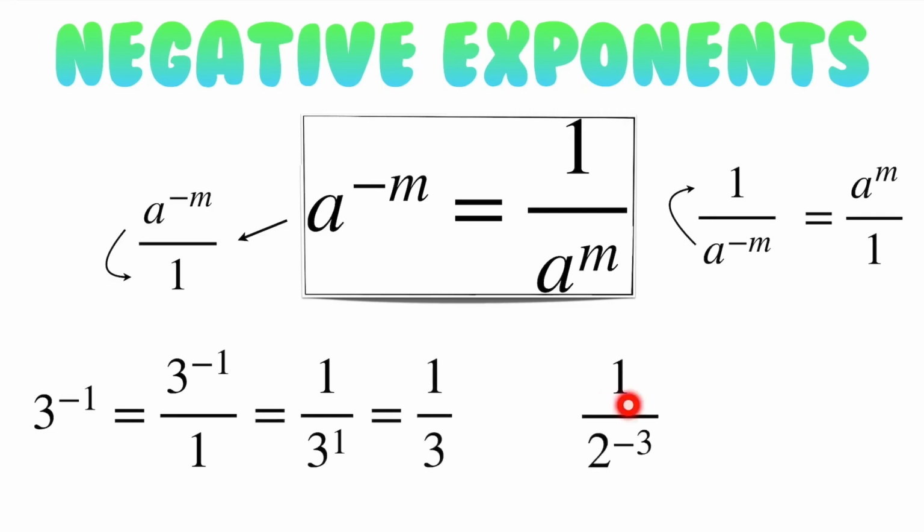Similarly, if you have 1 over 2 to the power of negative 3, your negative exponent is in the denominator. So what you're going to do this time is put 2 to the power of 3 in the numerator, which gives you 2 to the power of 3 over 1, which is 8.